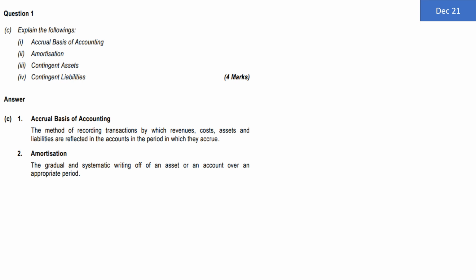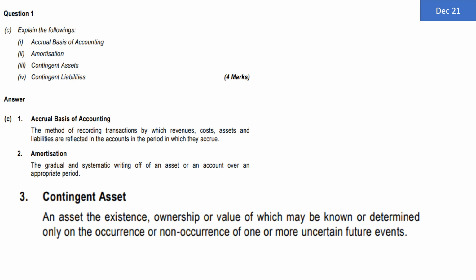It will be shown maximum by way of a note to the accounts. It will not be shown as a part of the accounts because it is not recorded. Why is it not recorded? Because it is contingent. So what is the definition of contingent asset?